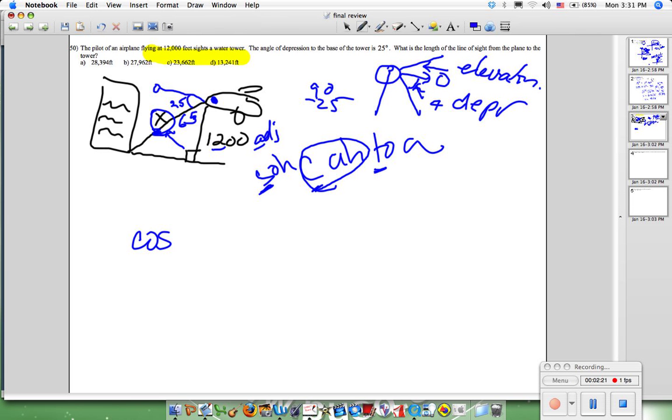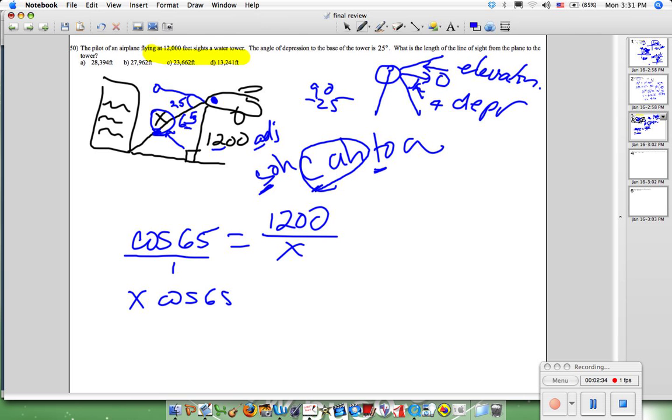So now we're going to set up a cosine equation. Cosine of an angle, which is 65, that's where you stand, equals the adjacent, which is 1,200, over X, and then we can go ahead and cross multiply. X cosine 65 equals 1,200, and oops, I missed a 0. The original problem comes with 0. And then divide by cosine of 65 on both sides.